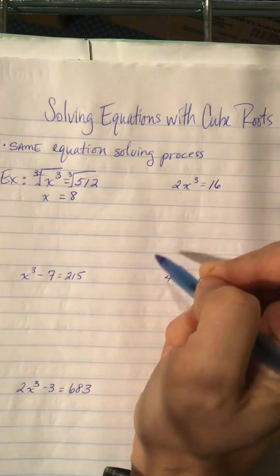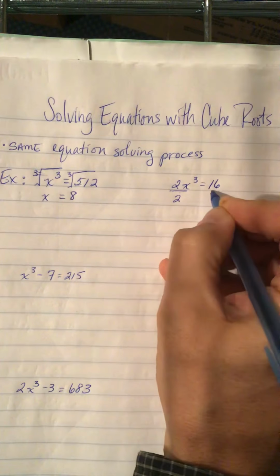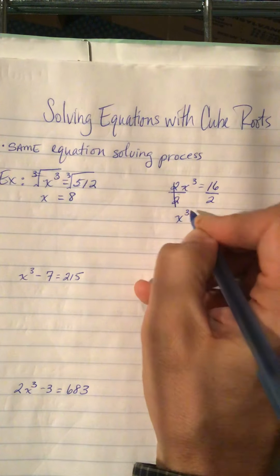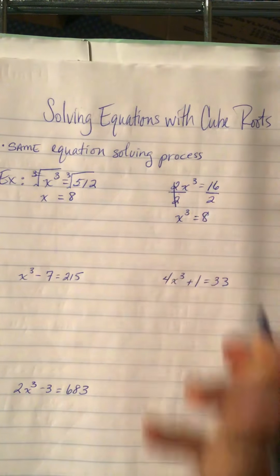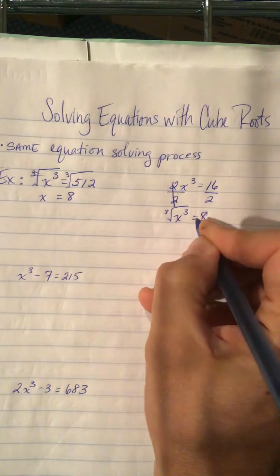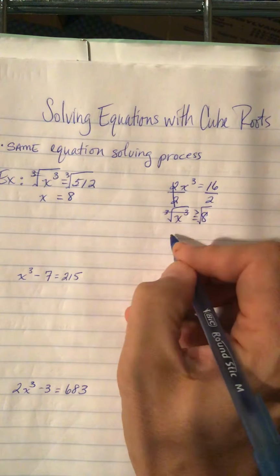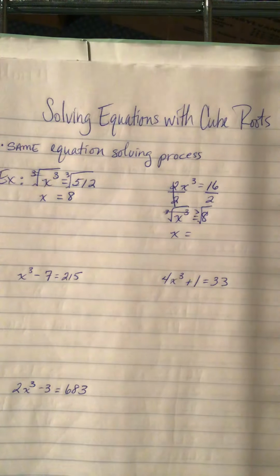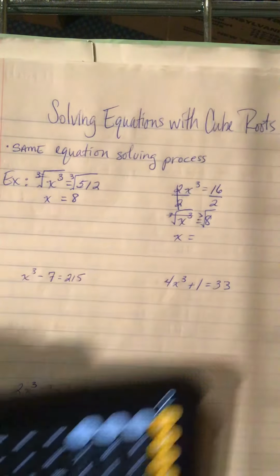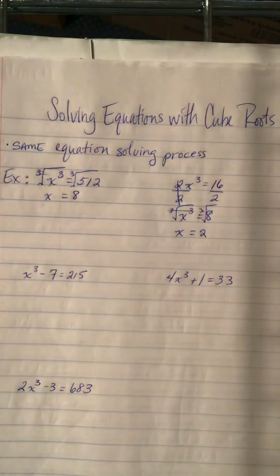Here we have 2x cubed equals 16. So again, we have to get the variable by itself, which means we have to divide to get rid of the 2. 2 divided by 2 is 1, so we have our 1x cubed equals 16 divided by 2 is 8. Okay, so then we'll go ahead and take the cube root of both sides. Cube and cube root kind of undo each other. So x equals, what is the cube root of 8? The cube root of 8 is 2, because 2 times 2 is 4, times 2 a third time is 8. So x equals 2.